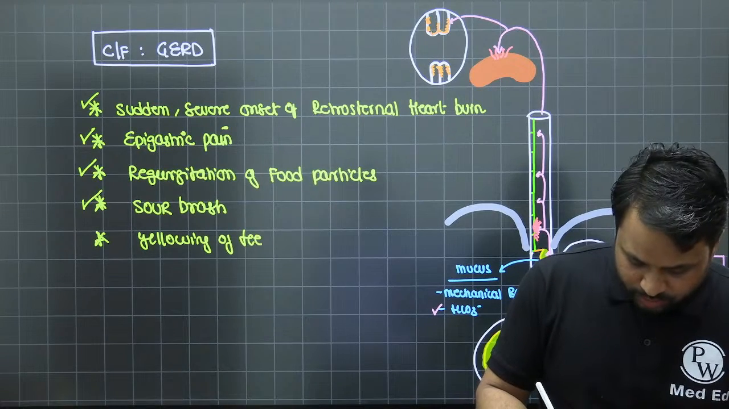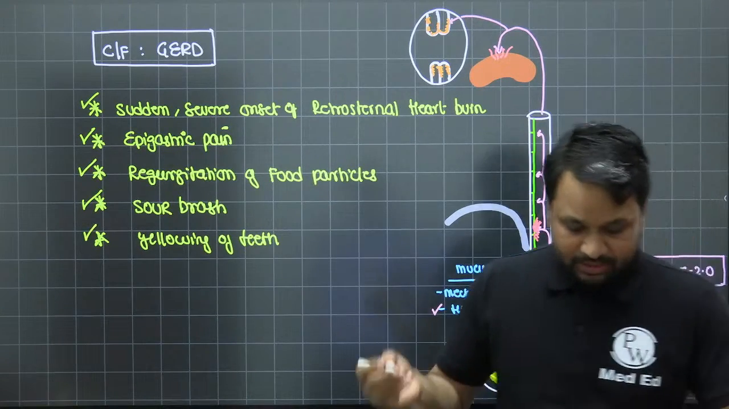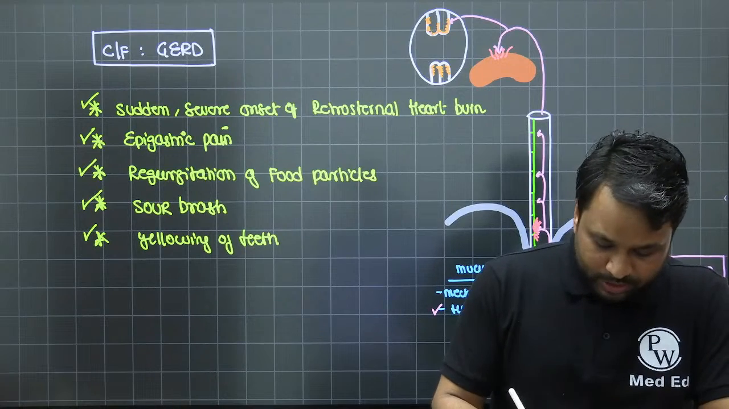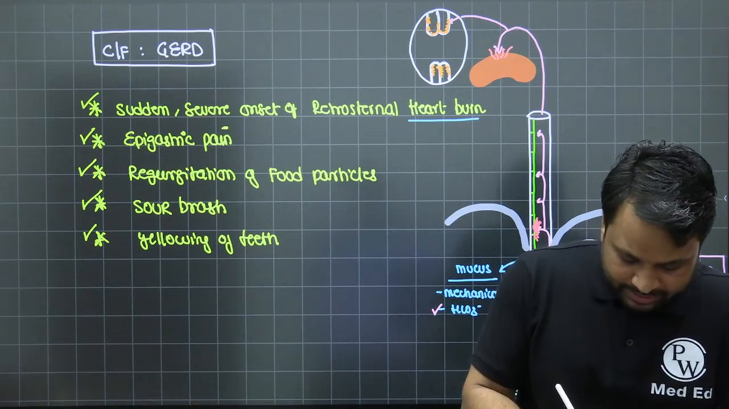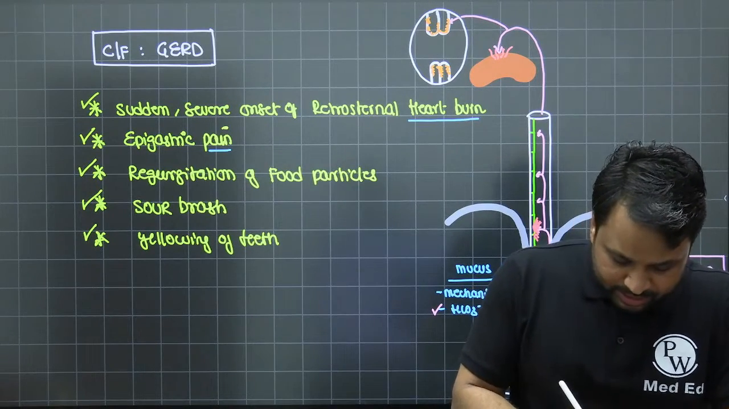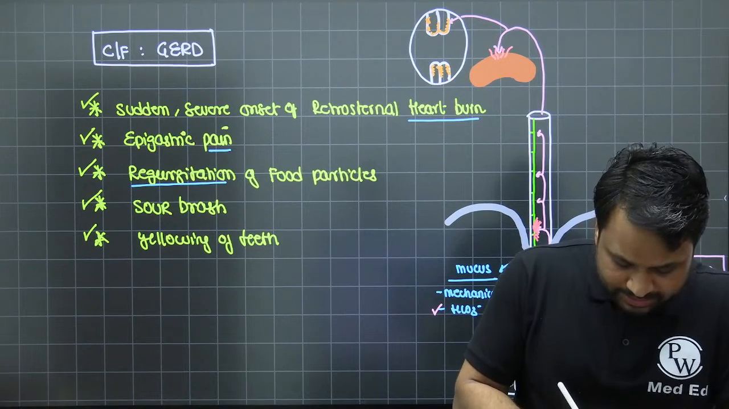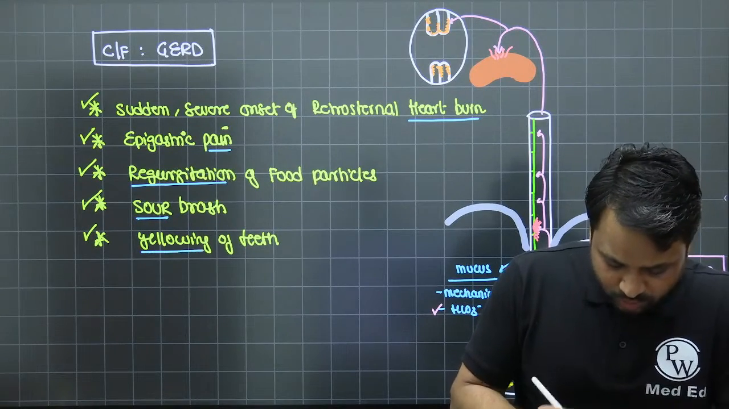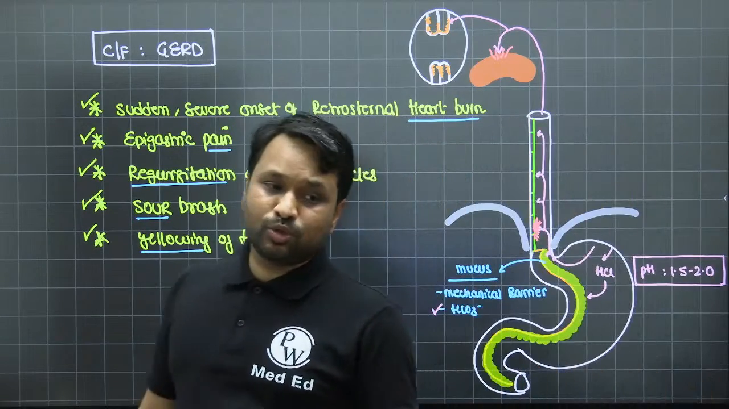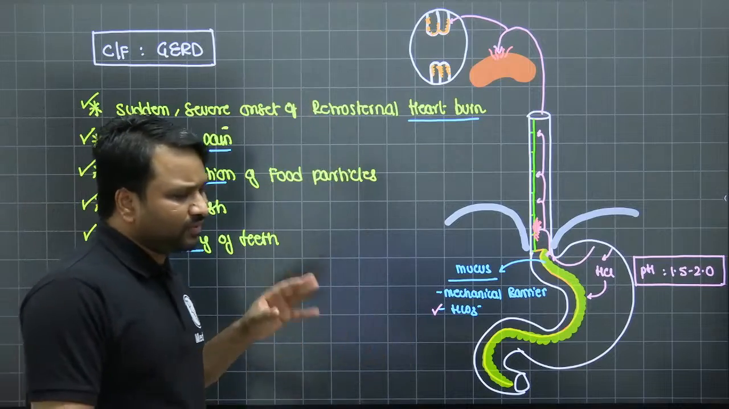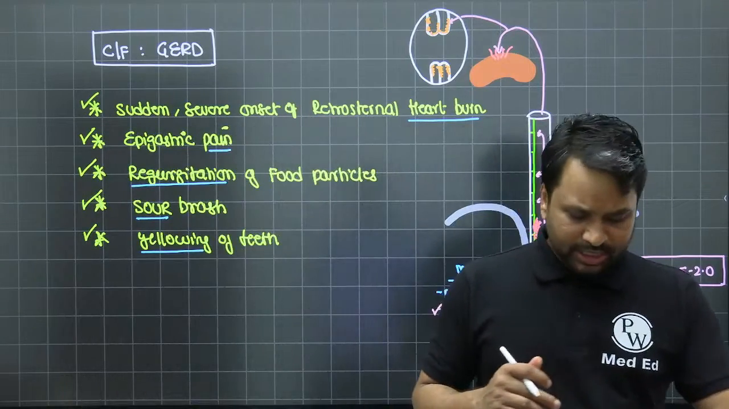Patient is now going to have the yellowing of the teeth, right? So you can see all the points. Heartburn is present, there is epigastric pain, there is regurgitation of food particles, there is sour brash, and there is yellowing of teeth. All these point towards only one effective diagnosis, that is going to be your GERD.